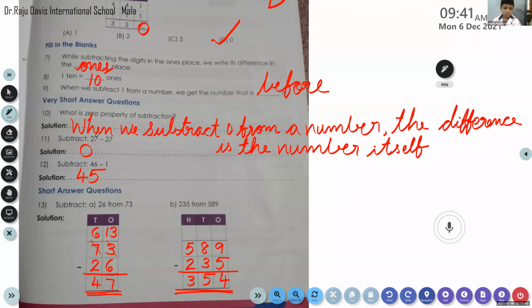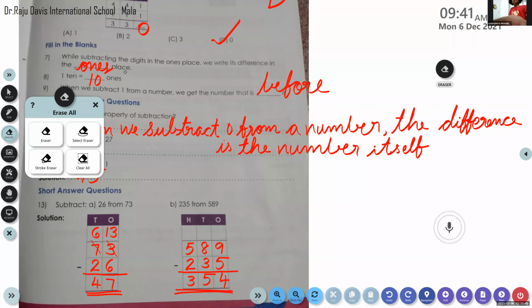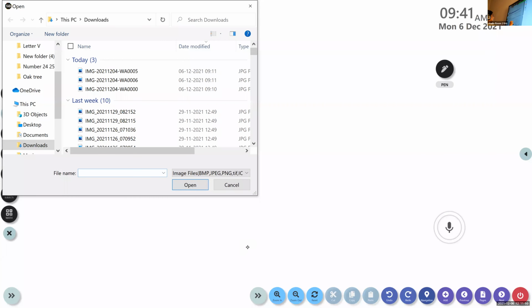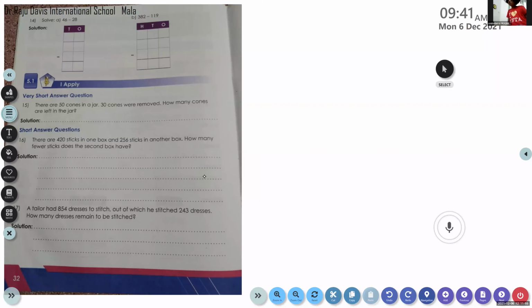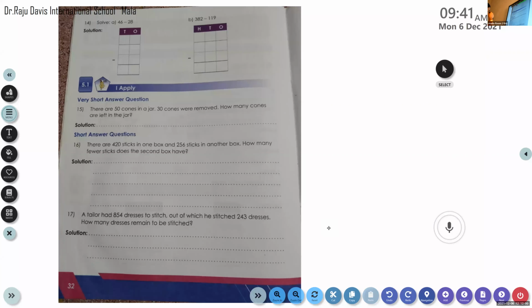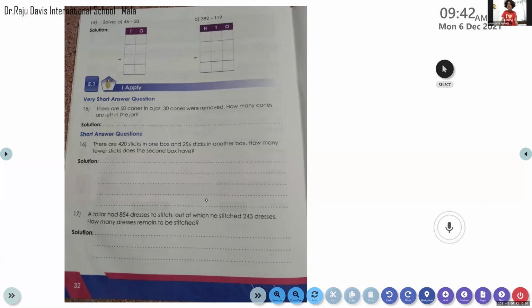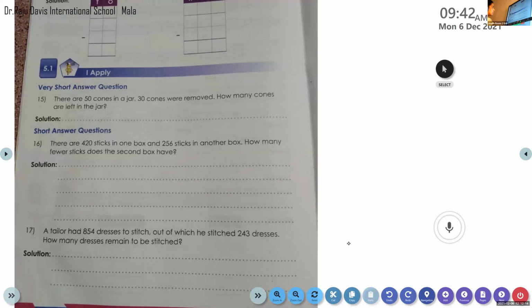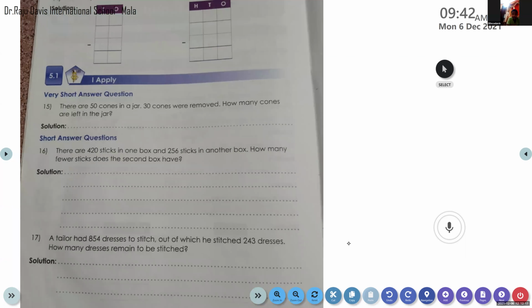Ma'am, I am not finished yet. Which question? Question B. The answer is 354, and the next page. Yes, this is page number 32. Please take page number 32. A and B, the answer is 80. Okay.